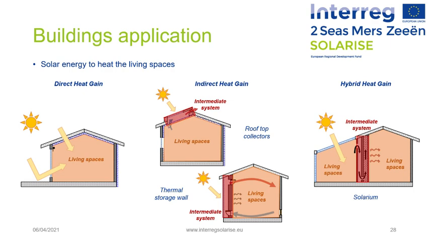Then there is heating by indirect heat gain, where sunlight goes into an intermediate system before reaching the living spaces. For this one, we will have a look at two different techniques, the rooftop collectors and the thermal storage wall. And finally, there is heating by hybrid heat gain, better known as solarium, which is actually a combination of direct and indirect heat gain ways. So let's move a bit further into these technique details.